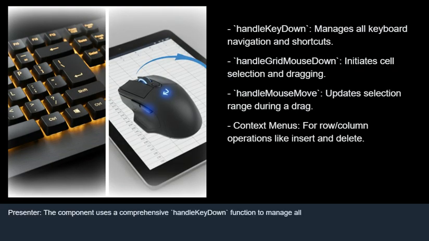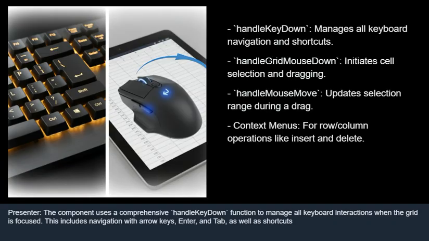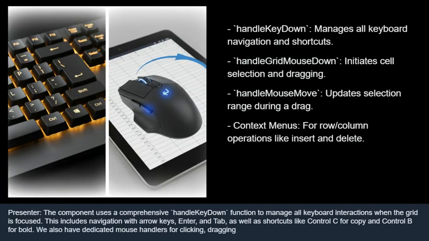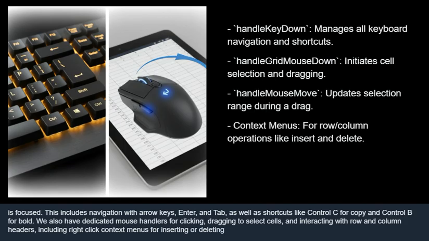The component uses a comprehensive handleKeyDown function to manage all keyboard interactions when the grid is focused. This includes navigation with arrow keys, Enter and Tab, as well as shortcuts like Control-C for copy and Control-B for bold. We also have dedicated mouse handlers for clicking, dragging to select cells, and interacting with row and column headers, including right-click context menus for inserting or deleting rows and columns.